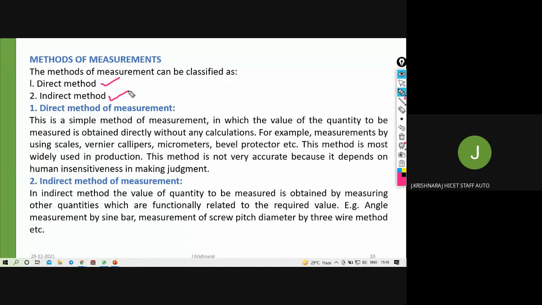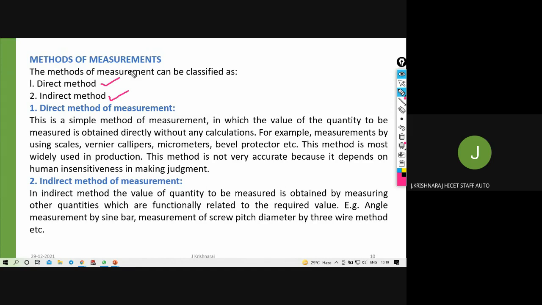Okay, which are functionally related to the required value. For example, angle measurements. So for measuring angles, if you are using sine bars and others, you need some functionally related quantities, like slip gauges. So you have to use some slip gauges also, and consider the slip gauges.